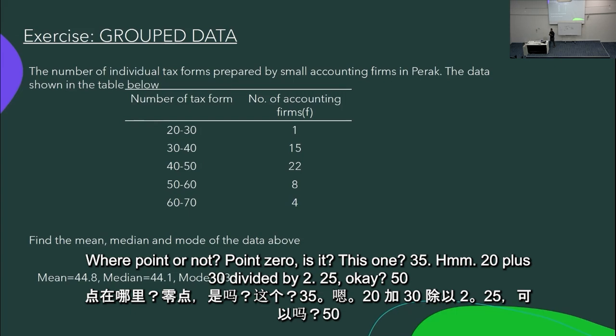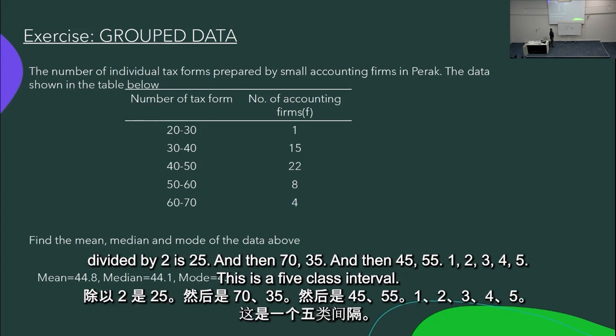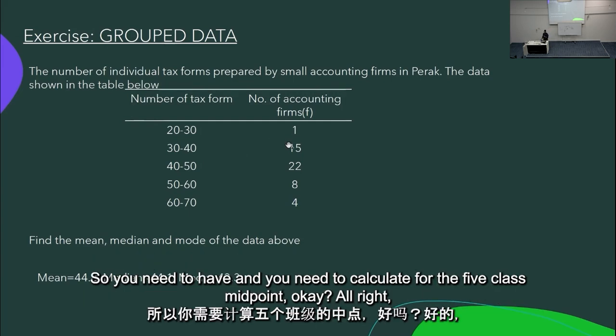20 plus 30 divided by 2. 25, okay? 50 divided by 2 is 25. And then 70, 35, and then 45, 55. One, two, three, four, 5. This is a 5 class interval. So you need to calculate the 5 class midpoints.